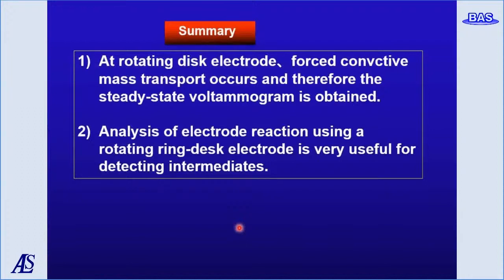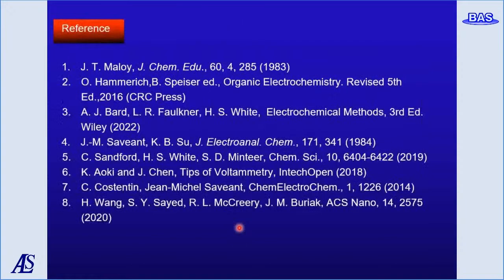Here is a summary of this part. At the rotating disk electrode, forced convective mass transport occurs, and therefore a steady-state voltammogram is obtained. Second, analysis of electrode reactions using the rotating ring disk electrode is very useful for detecting intermediates. Here is a reference for this part. Please read it if you're interested. Thank you for listening to these lectures.